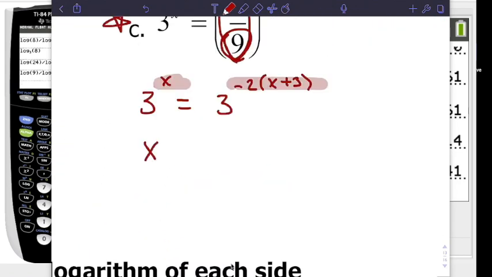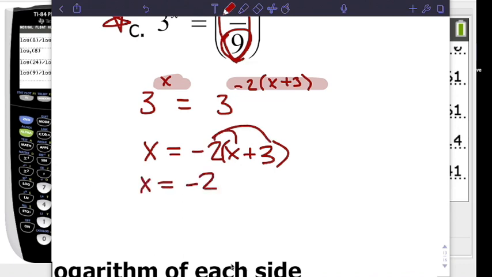Now set your exponents equal to each other. After that, distribute. That'll be x equals negative 2x minus 6. And then we'll add 2x, so that gets you 3x equals negative 6. And then divide, you'll get x equals negative 2.